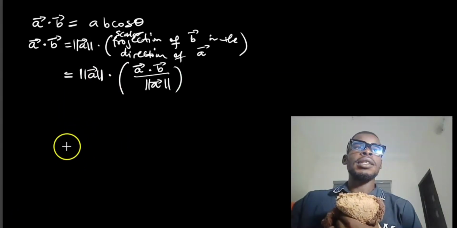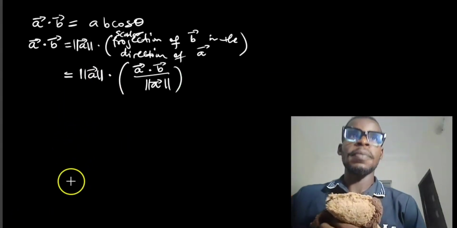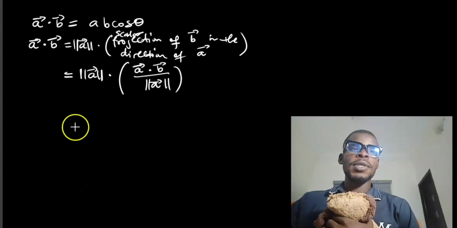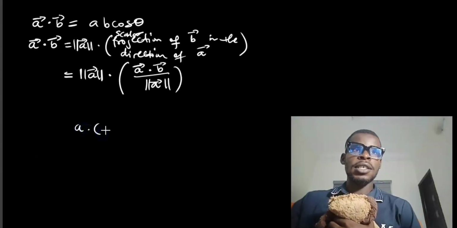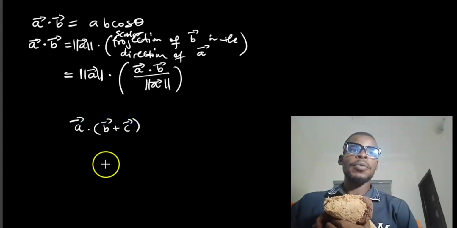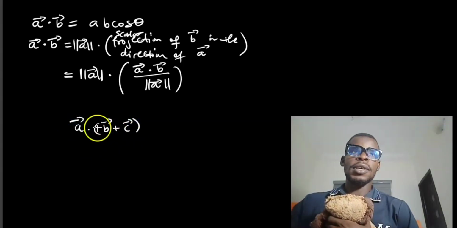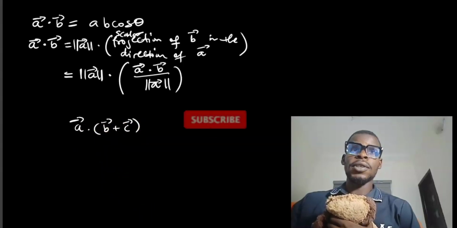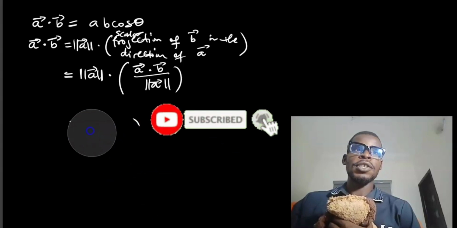In the next coming videos, we prove some theorems, especially this theorem, that the distributivity property holds with scalar products of two or more vectors. So that's what we'll be doing in the next video. So please just check that out.